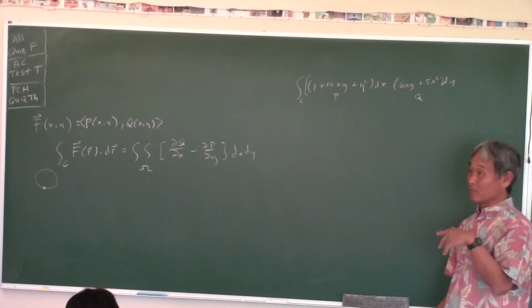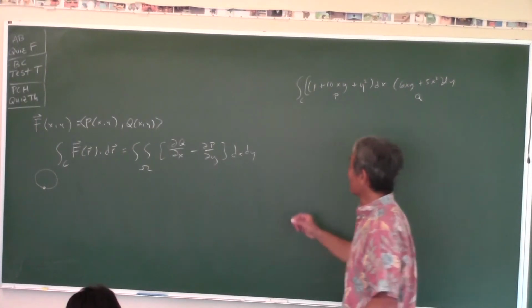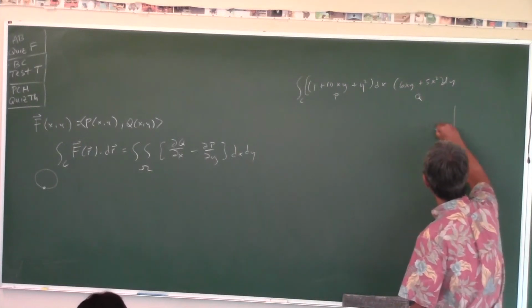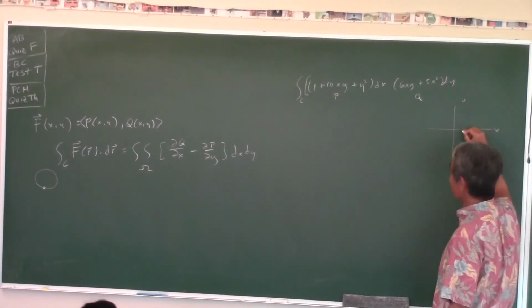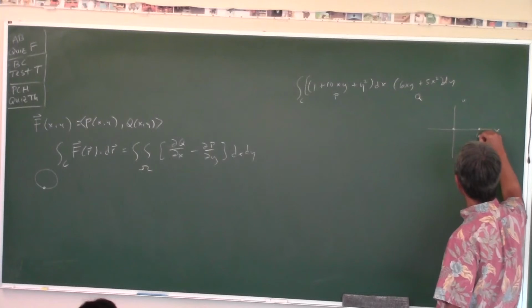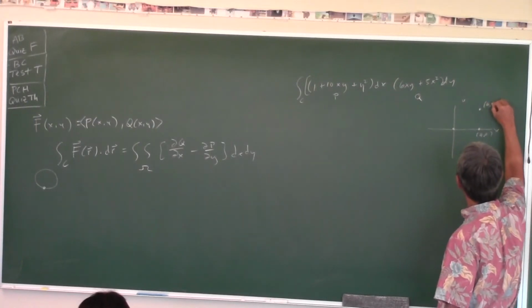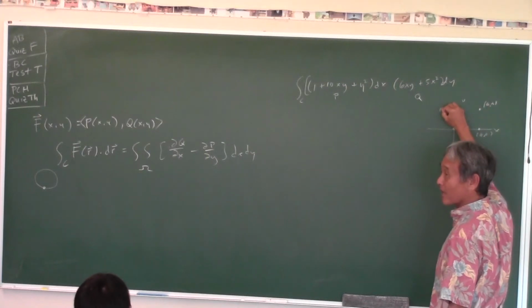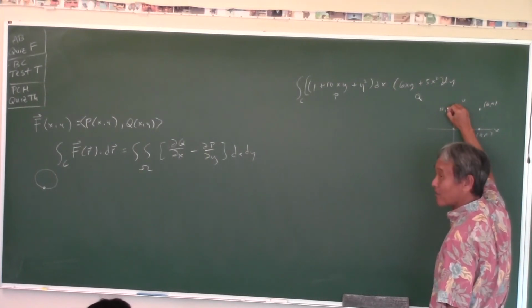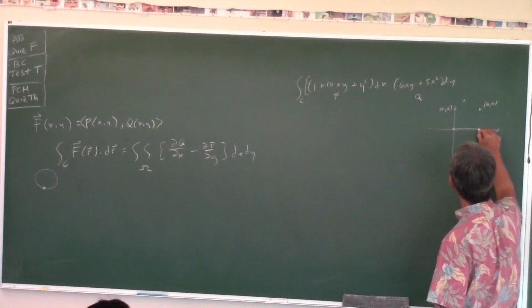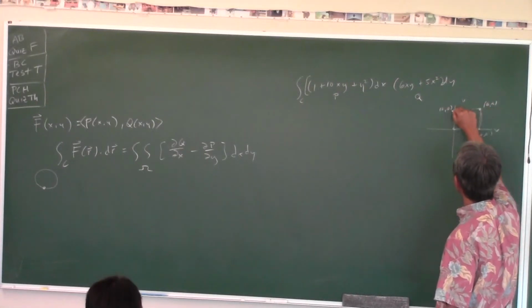Where C, the region, is a square with the vertices, I'm going to draw the graph here. The vertices are (0, 0), (a, 0), (a, a), and (0, a), traversed counterclockwise. So here's the region, it's this square, and you're going to go counterclockwise.